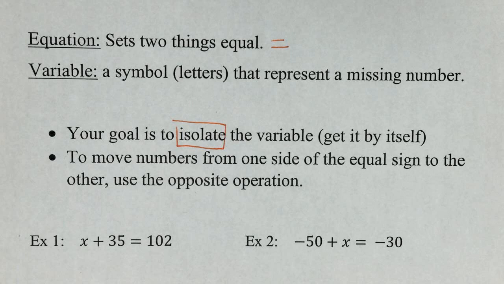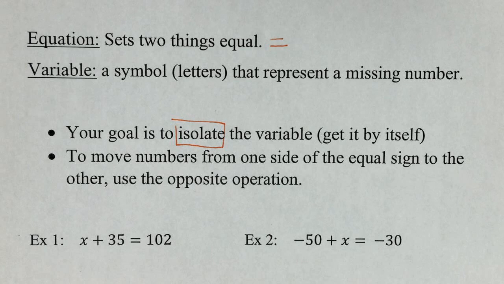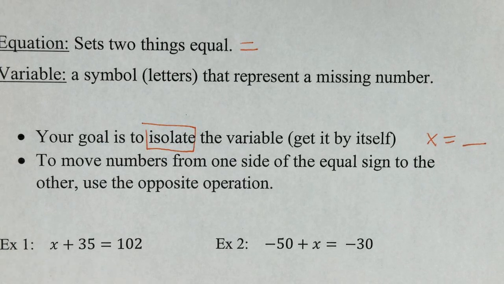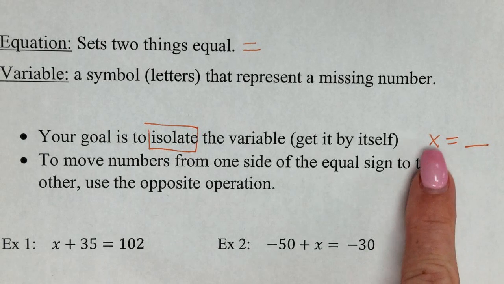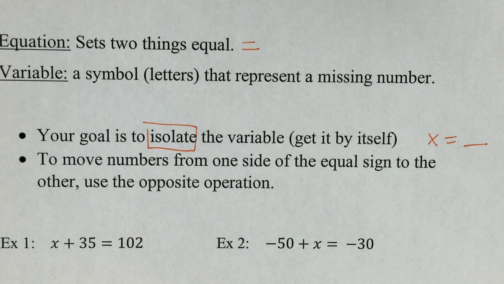What does isolate mean? Get it alone. Get it by itself. And you'll see that's what I put in parentheses right here. To isolate the variable means to get it by itself. So basically, you want the problem to say X equals and then an answer on the other side. That's what I mean by isolate the variable. Get it by itself where it just says X equals an answer.